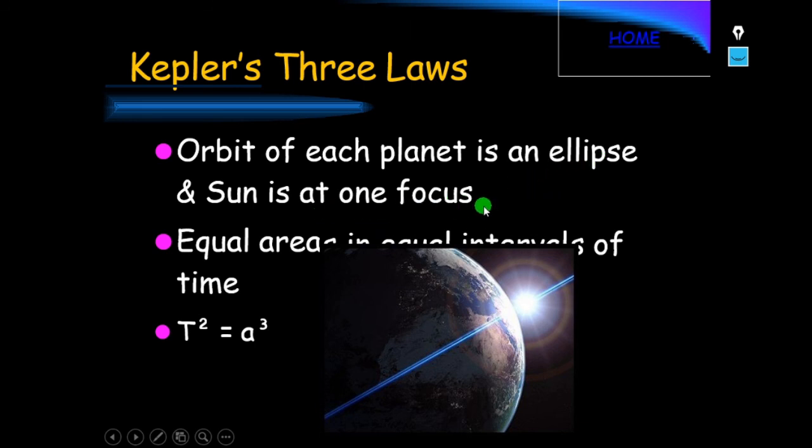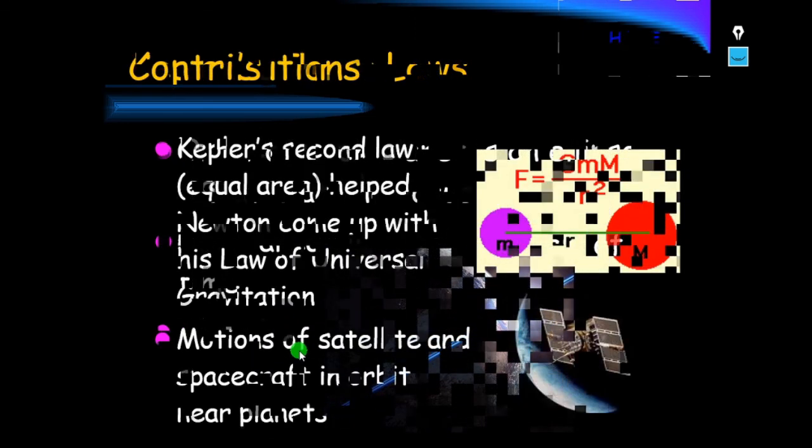We are recollecting all the three laws. The first law states that the orbit of each planet is an ellipse and the sun is at one of its foci. The second law is equal areas in equal intervals of time, that we have seen. And the third law is T square is equal to a cube. That means the square of the time period is equal to the cube of the semi-major axis.